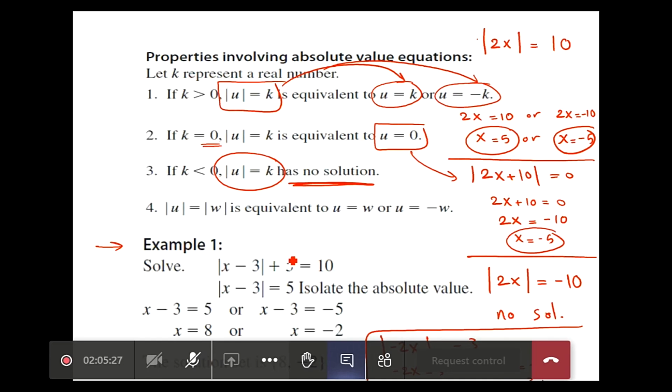Example for absolute value, put 5 here. So we have 10 minus 5, 5. Now we have the absolute value of x minus 3 equals 5. x minus 3 equals negative 5. This is another example. Yeah, Arwa, this is another example. Okay. Another example.